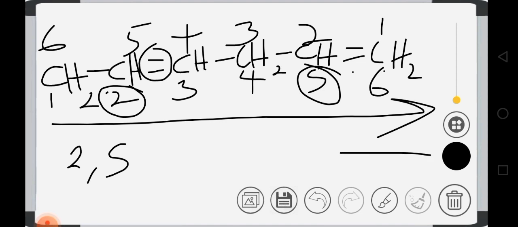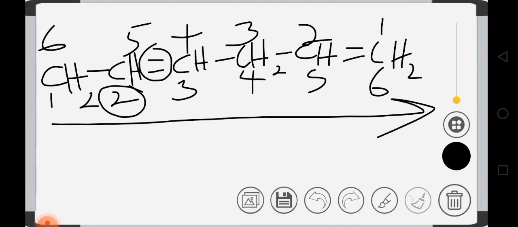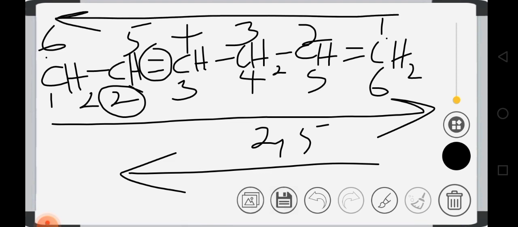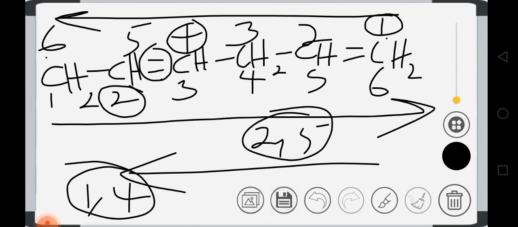So this one will be 2, 5 for our double bond. Then if we take it in the other direction, from here to here, this one is attached to number 1 carbon, that is 1. This one is attached to number 4 carbon. We call the carbon at the back, not the carbon at the front. That is 4. So 2, 5 and 1, 4. Which one will come first? Which one is the lowest? This one. So we are going to choose this direction.